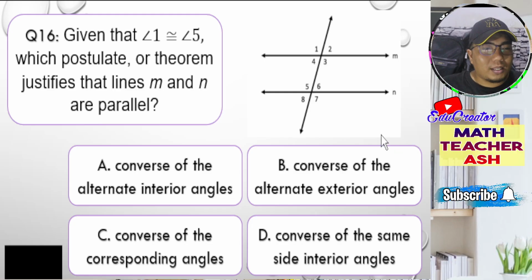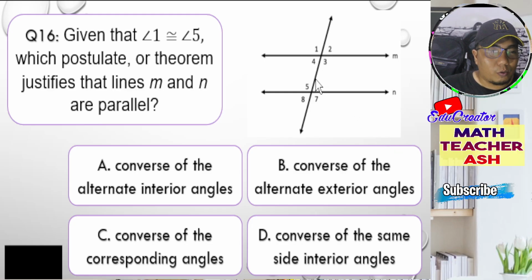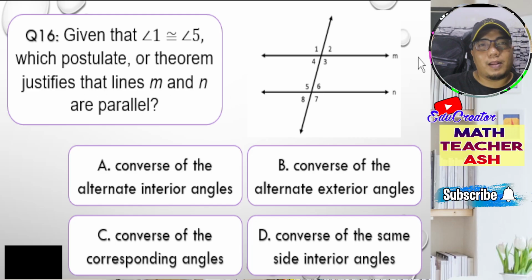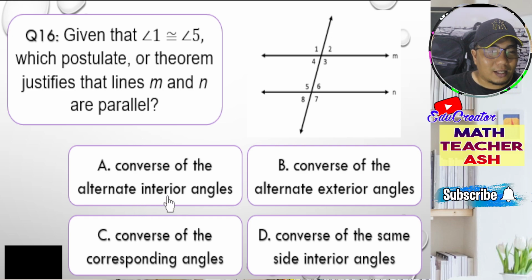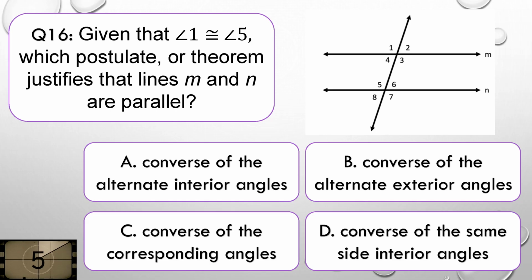Given angle 1 is congruent to angle 5. Which postulate or theorem justifies that lines M and N are parallel? A. Converse of the alternate interior angles. B. Converse of the alternate exterior angles. C. Converse of the corresponding angles. Or D. Converse of the same side interior angles. I will give you 5 seconds to think about your answer.